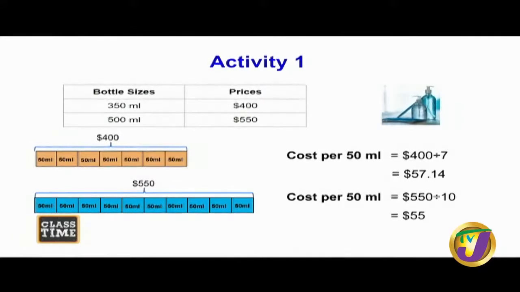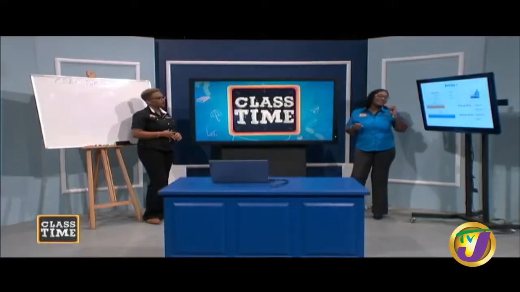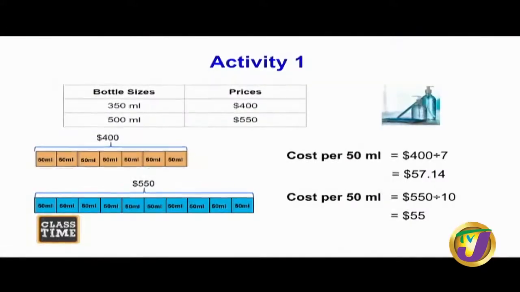So if I'm paying $57.14 for 50 milliliters from the 350 ml bottle, which is the smaller bottle, and I'm paying $55 for 50 milliliters from the next one, it's the same amount but a cheaper price. So I would say that the 500 milliliters would be the better buy, and it's just $150 more.